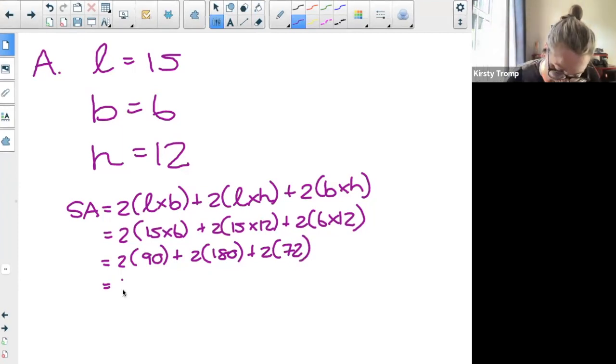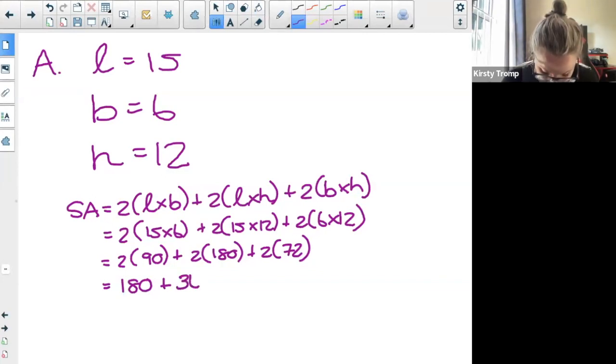So 2 times 90 is 180. Plus, what's 2 times 180? It's 360. Well done. Plus, what's 2 times 72? It's 144. Well done. Add them together for me.